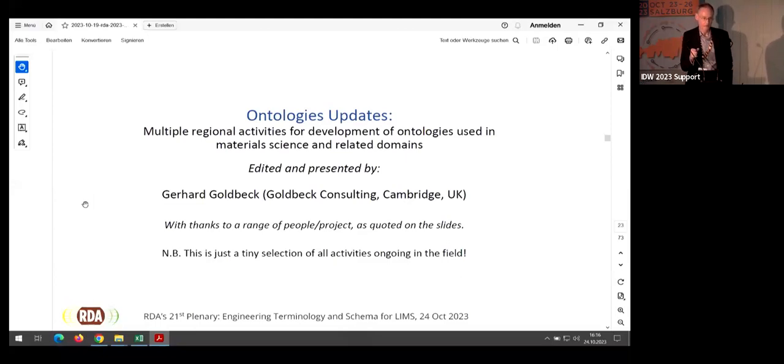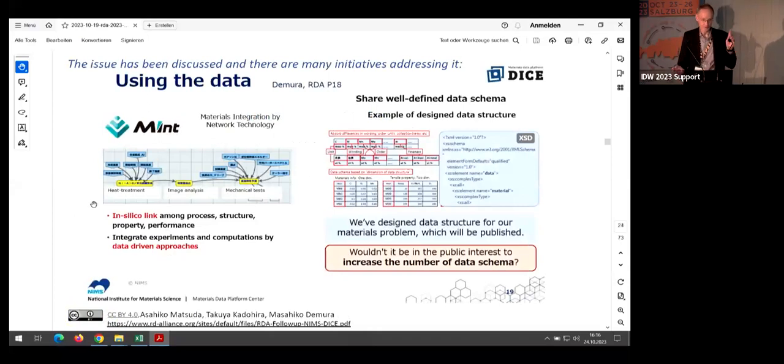So what I'm going to do in the next few slides is just update on some multiple regional activities in the ontology space and also the metadata space. It's really metadata and semantic artifacts and so on. We already had the first part of that. And I will also include something, and it's great to have the people here from BAM that could surely answer some questions. I'm starting with something from a previous RDA, RDA 18.